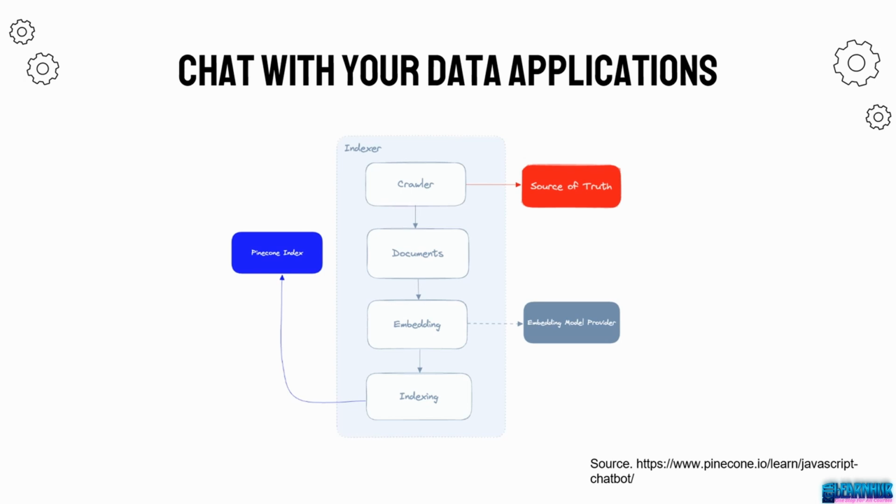Here is an expanded view of the indexer that we saw on the previous chart. The flow it uses is to take the source of truth, let's say as an example, an earnings report in PDF files, and then segments them or chops them up into chunks. And then each of those chunks we call a document. For each of the documents, it calls something called an embedding model provider to create an embedding.